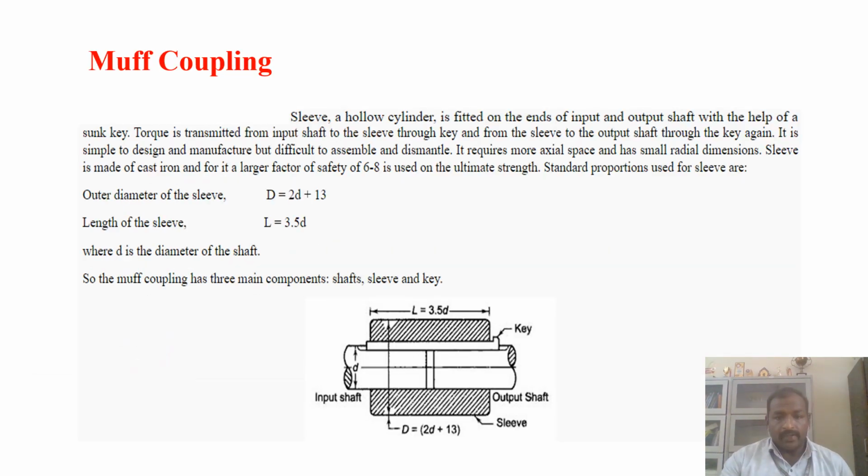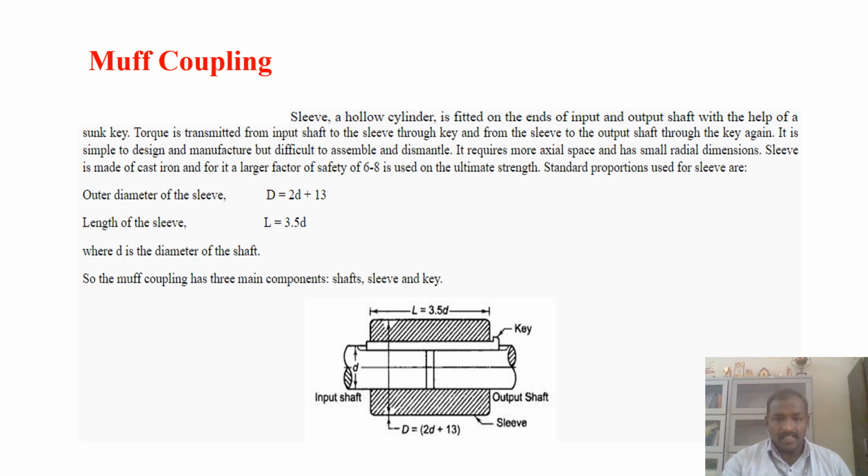First, see about the muff coupling. The diagram shows three parts: one is key, another is sleeve, and another is shaft. The sleeve, a hollow cylinder, is fitted on the end of the input and output shafts with the help of the sunk key. We are connecting the sleeve and the shaft by using the key. In the diagram we can see that the torque is transmitted from the input shaft to the sleeve through keys, and from the sleeve to the output shaft through the key again.